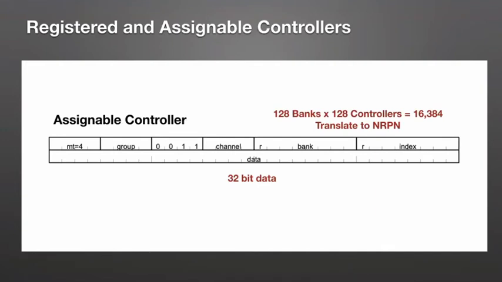We have more controllers. One of the challenges of MIDI 1.0 is that we only had 128 controllers. Now we have over 16,000 assignable controllers, which are free for the user to use. And we have over 16,000 registered controllers. The idea behind registered controllers is that the MMA and AMEI will assign those registered controllers to profiles. So we will assign what is drawbar 1, 2, 3, 4, 5, 6, 7, 8, 9 to specific registered controllers. That way, they never have to get used for anything else.